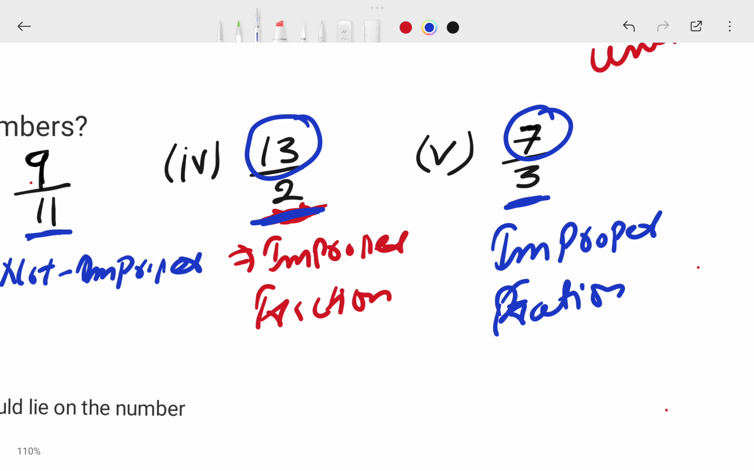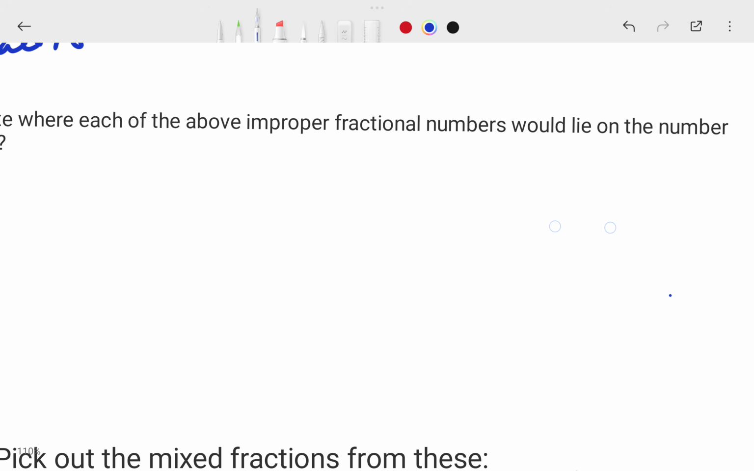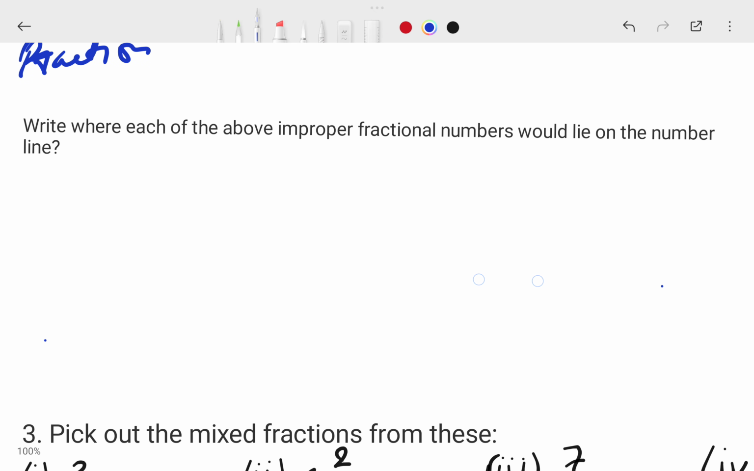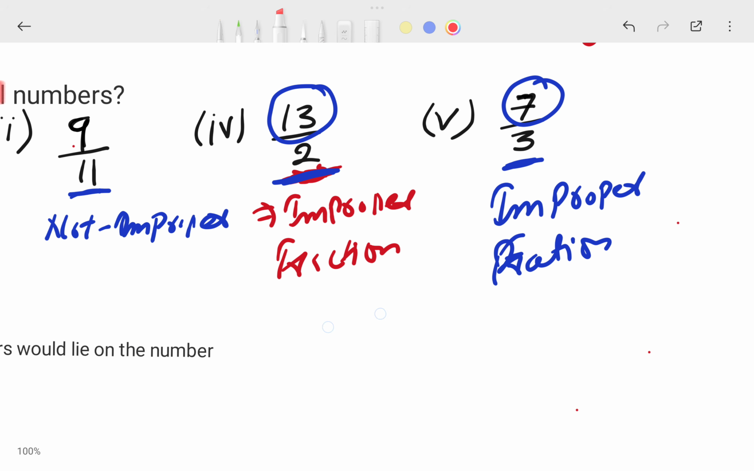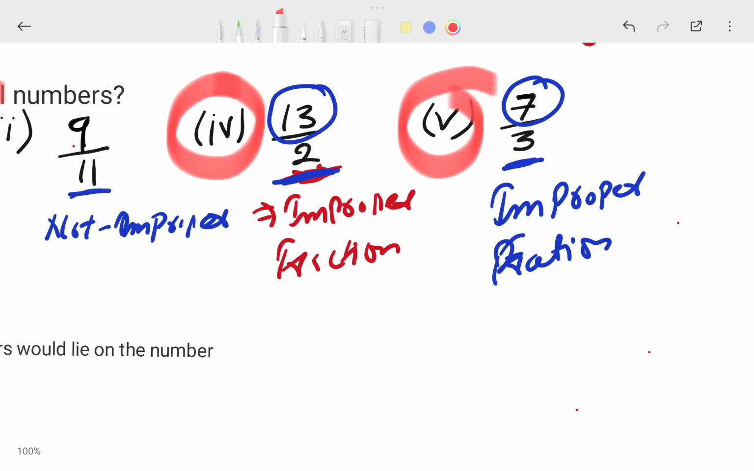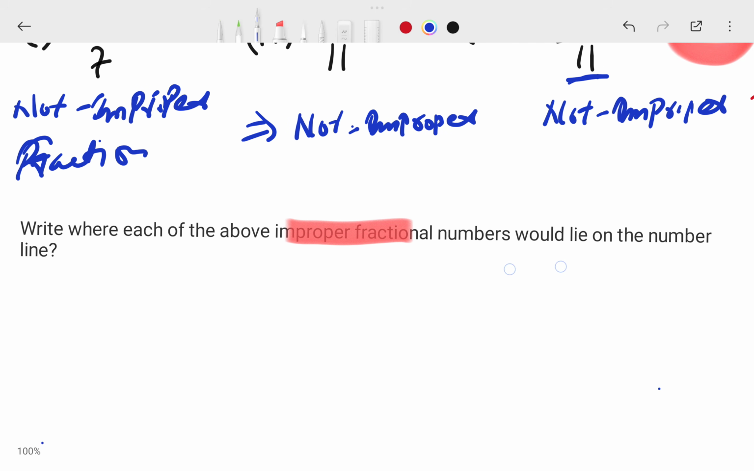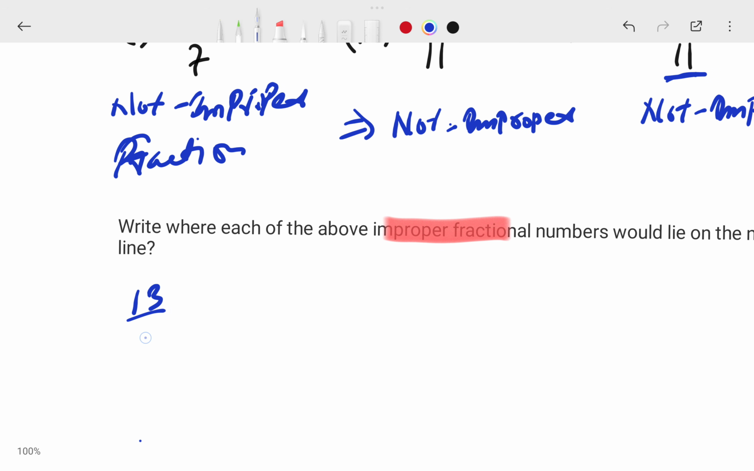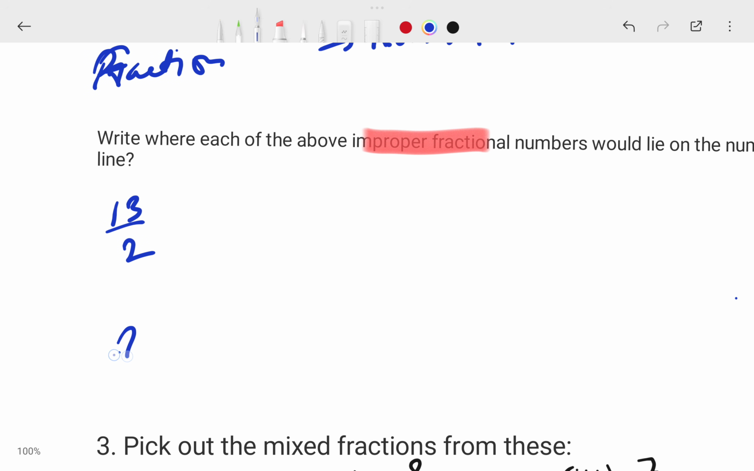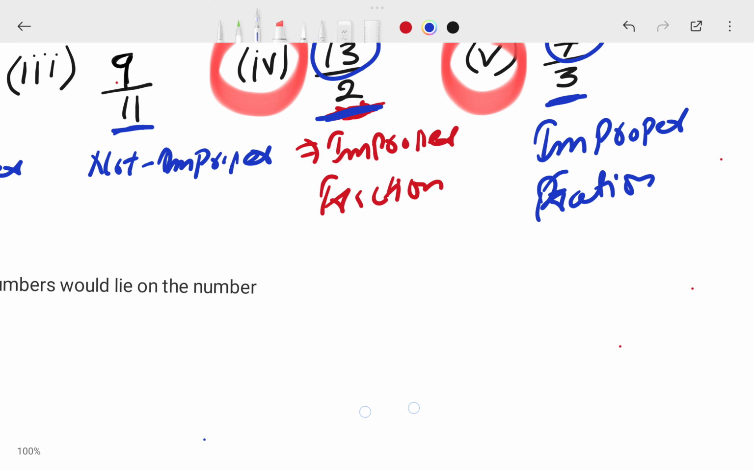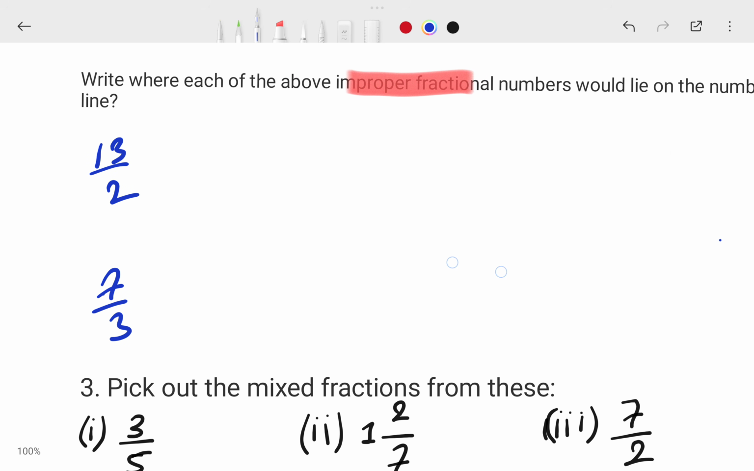Right. So now let's talk about another question. This question is telling us to write which of the above improper fractions would lie on the number line. So we have to check which is improper. These are the 2 improper numbers: 13/2 and 7/3. These are the only 2 numbers which are improper.